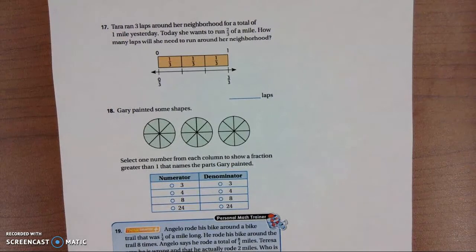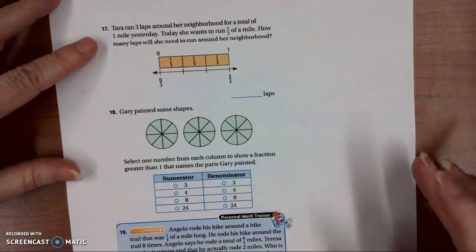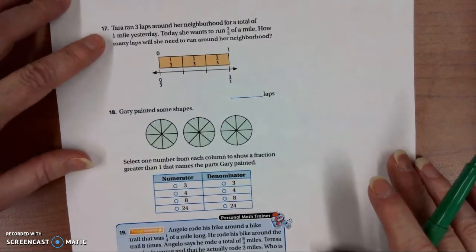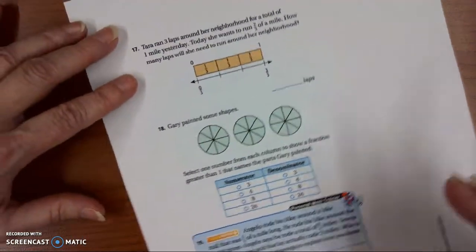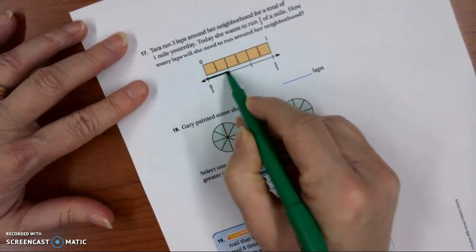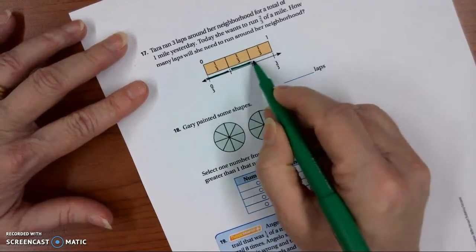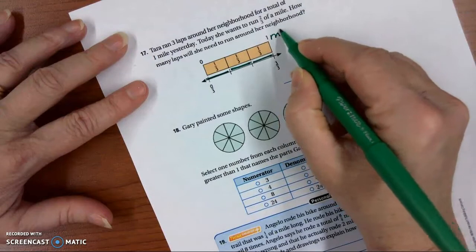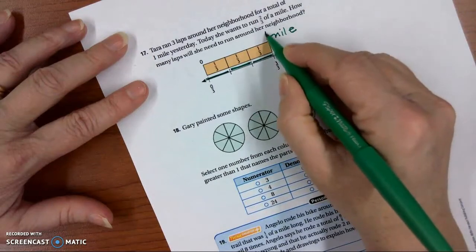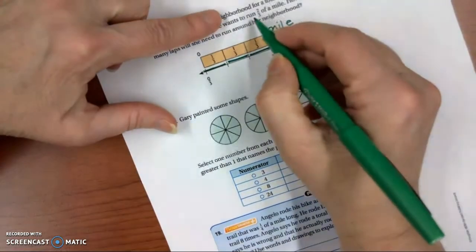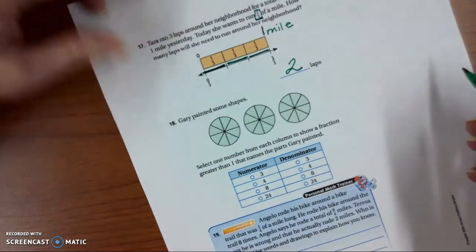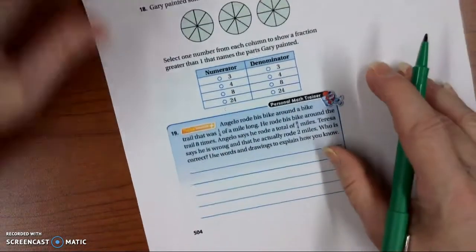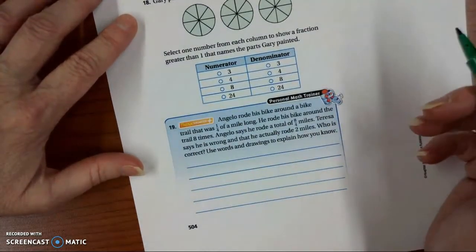So question number 17, Tara ran 3 laps around her neighborhood for a total of 1 mile yesterday. Today she wants to run 2/3 of a mile. How many laps will she need to run around her neighborhood? So this represents 1 lap, 2 laps, and 3 laps that get her the whole mile. So if she wants to run 2/3 of a mile, that ends up being 2 laps that Tara wants to run.